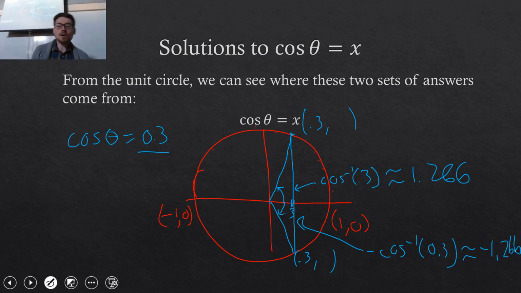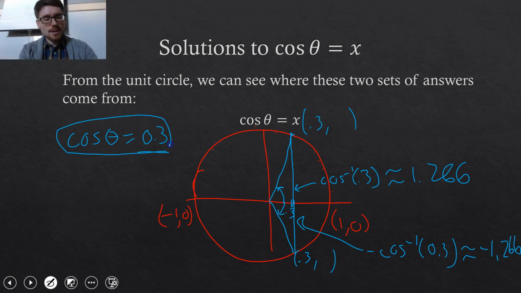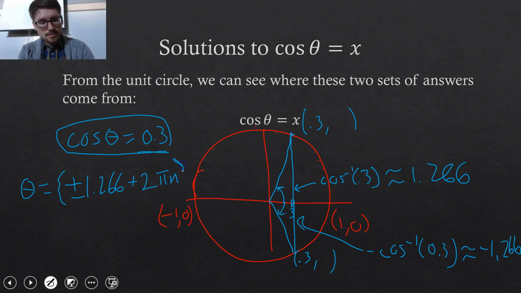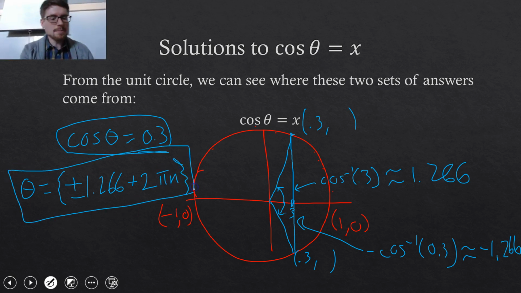So if we want to describe all the possible answers, all the possible angles that satisfy this equation right here, then they would be theta equals plus or minus 1.266 plus any multiple of 2 pi. Okay? So the angles that satisfy that equation, there's an infinite number of those angles. They come from one of those two angles, either positive 1.266 or negative 1.266, and then any coterminal angle to those.